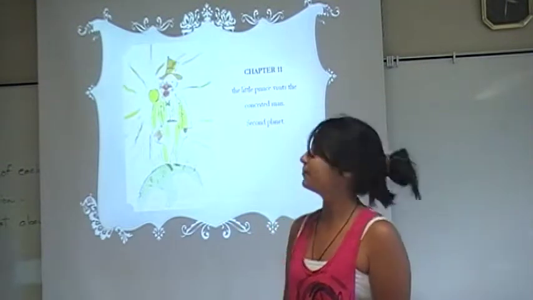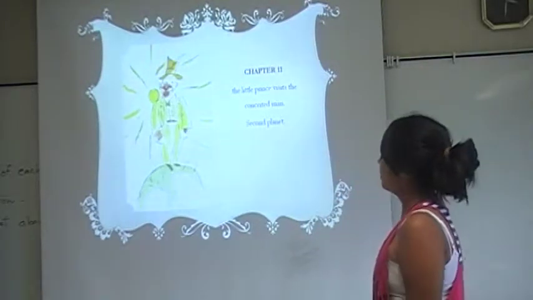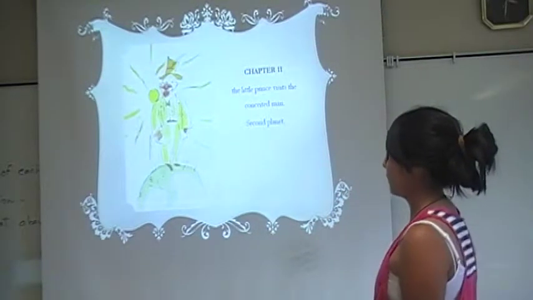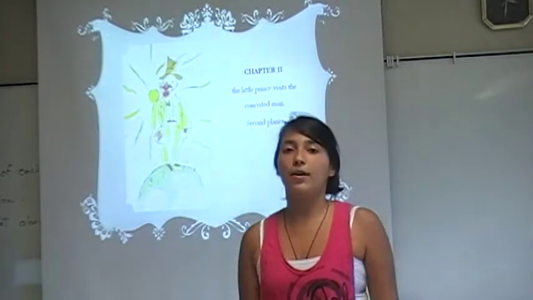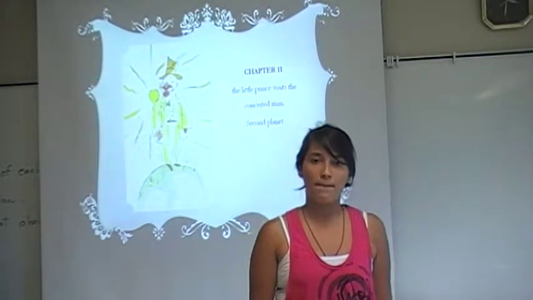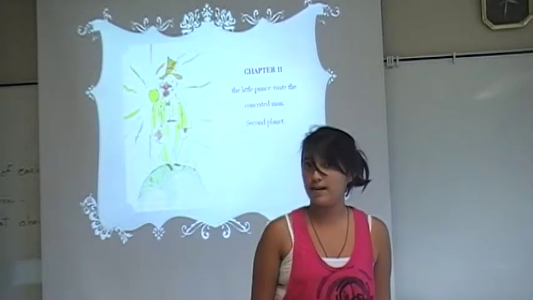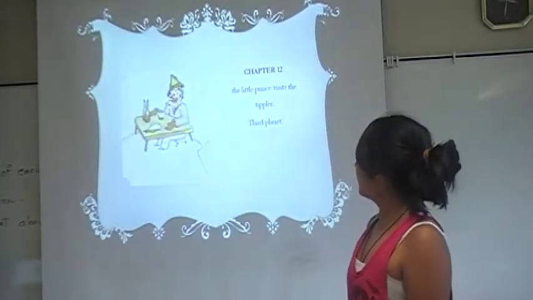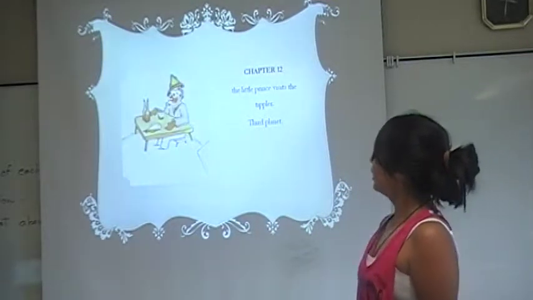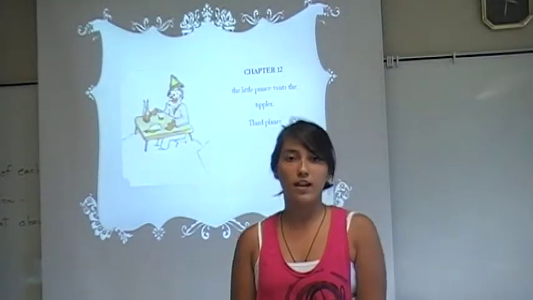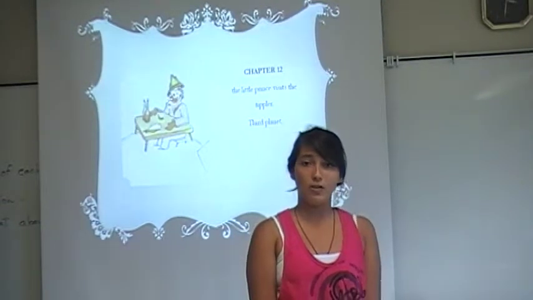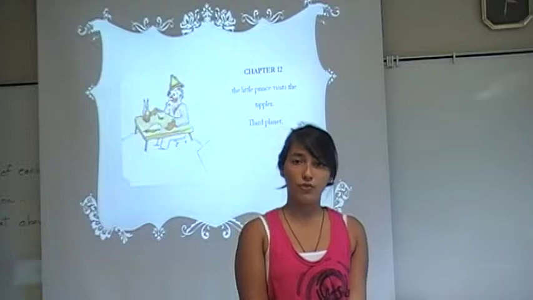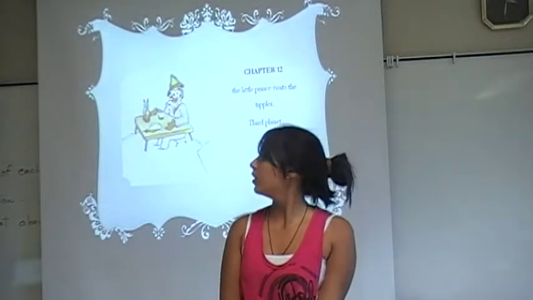Chapter 11. The Little Prince visits the conceited man. In chapter 11, the Little Prince saw a vain man on the second planet. Chapter 12. The Little Prince visits the tippler. On the third planet, the Little Prince meets a confused drunken man.